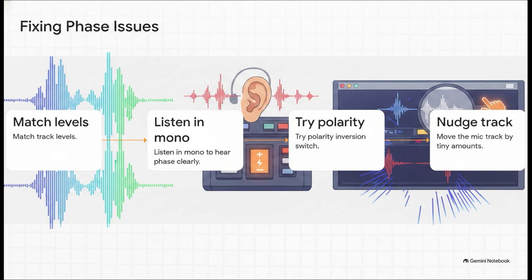Don't panic, though. To fix these phase problems, here is a super practical troubleshooting method. First off, match the volume levels of both tracks so you can hear them equally. Second, listen in mono. Seriously, doing this makes phase issues way more obvious. Third, try flipping the polarity inversion switch, sometimes called the phase switch, on your preamp or in your software. If it still sounds weird and hollow, step 4 is to visually zoom way into your digital timeline and literally nudge the microphone track earlier by tiny, microscopic amounts. Just keep nudging until suddenly the bass becomes super solid, punchy, and fully aligned. You'll hear it click into place.